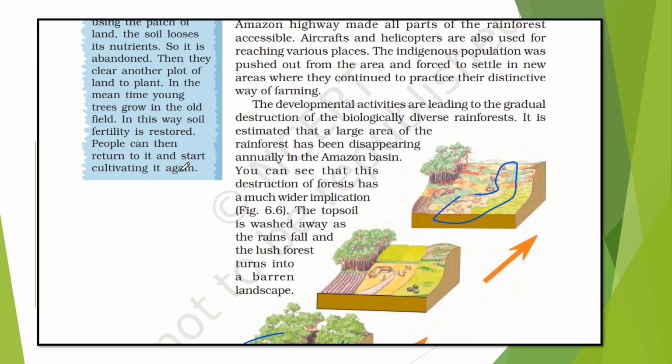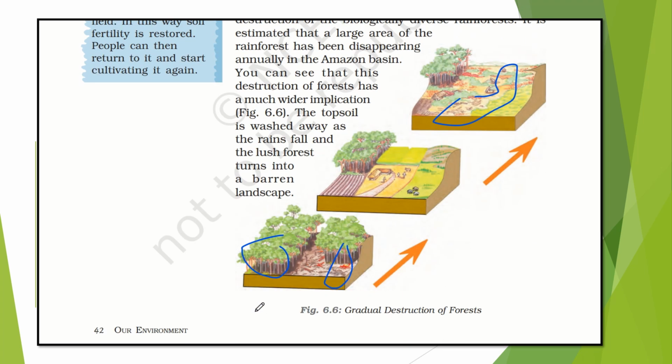So the development activities are leading to the gradual destruction of the biologically diverse rainforest. It is estimated that a large area of the rainforest disappears annually in the Amazon basin. You can see that this destruction of forest has a much wider implication: the topsoil is washed away as the rain falls, and the lush forest turns into a barren landscape because of this practice.